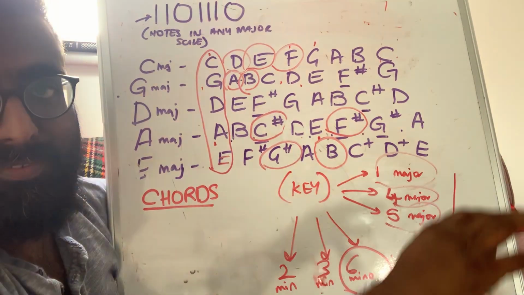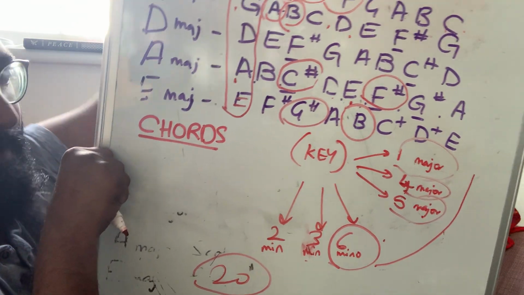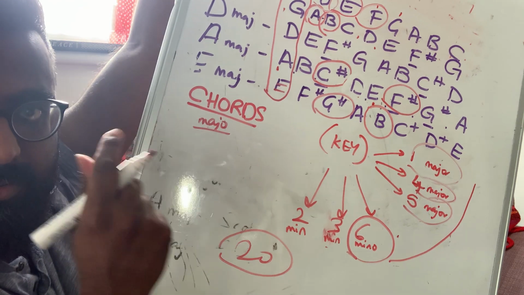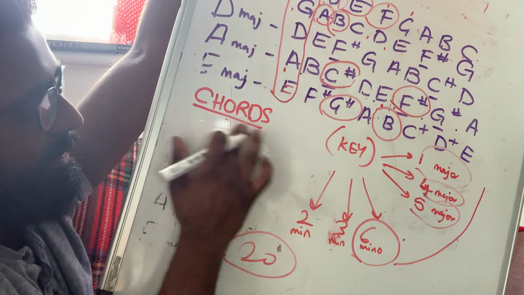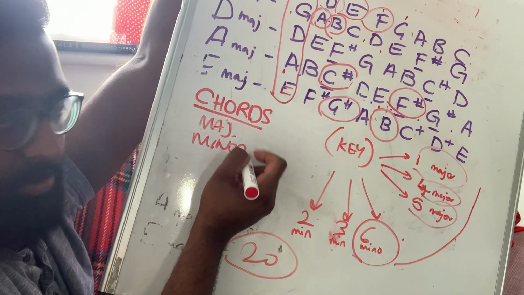There are different types of chords now. I'm just going to mention it so that you are aware of them. Okay. So we talked about major chords, which you will definitely need to know. We talked about major and minor, which you talked about.